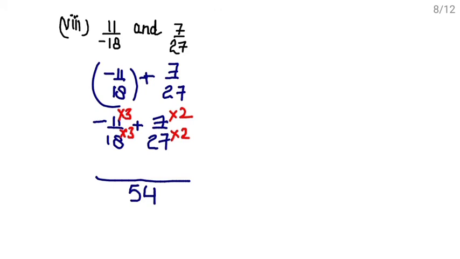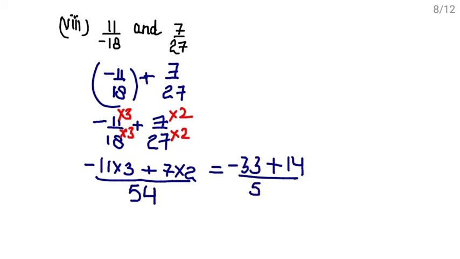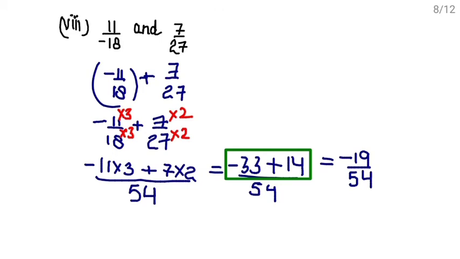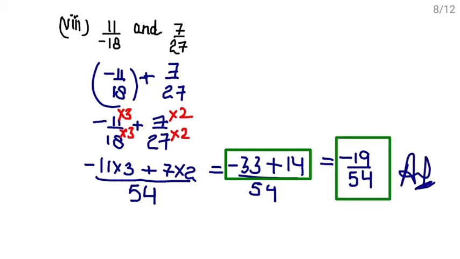Clear? So it becomes minus 11 multiply 3 plus 7 multiply 2. This is equal to 11 threes are 33 of minus sign plus 7 twos are 14 upon 54. In the numerator, sign of both the numbers are different. So these will be subtracted. 33 minus 14 is 19. And sign will be of greater numeral, which is minus, upon 54. Clear? So this is your answer.